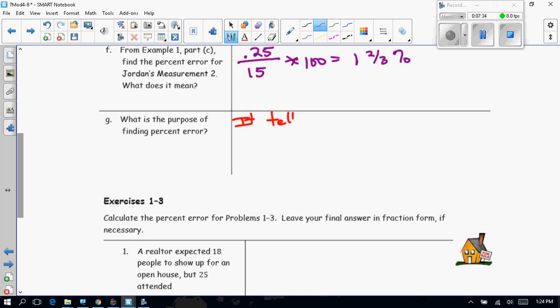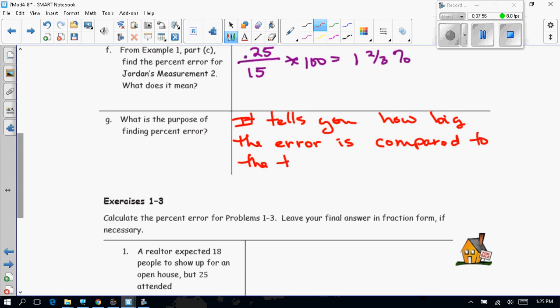It tells you how big your error is compared to the true value. And obviously you want that number to be really, really small. You want to be as close to that true value as you can. You don't want that to be big, right?